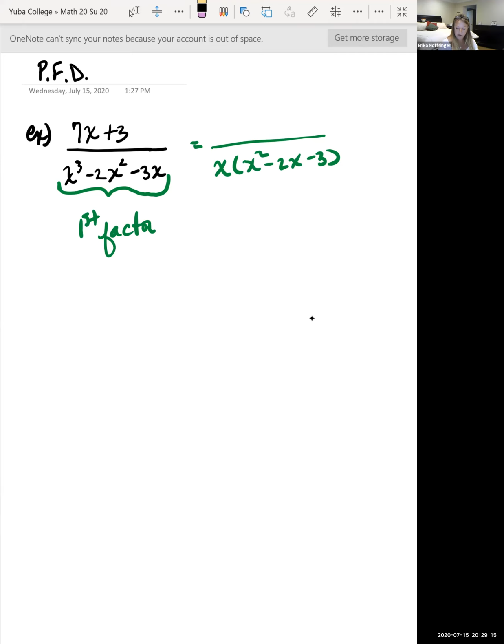Our numerator, we still have the 7x plus 3. I need to see if the quadratic is reducible or factorable over the reals. And there are two numbers that multiply to negative 3 and add to negative 2, that middle term. So we can say this is the same thing as 7x plus 3 all over x. And the two numbers that multiply into negative 3 and add to negative 2 are negative 3 and positive 1. So the denominator is now equal to x times the factor x minus 3 times the factor x plus 1.